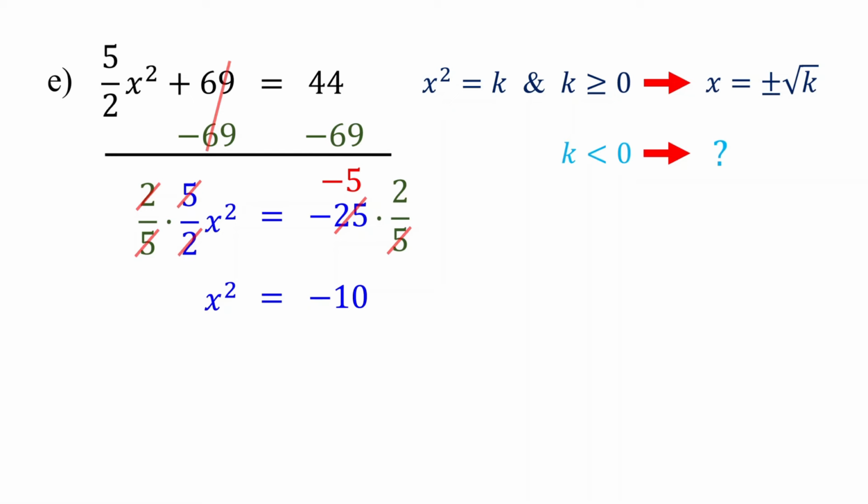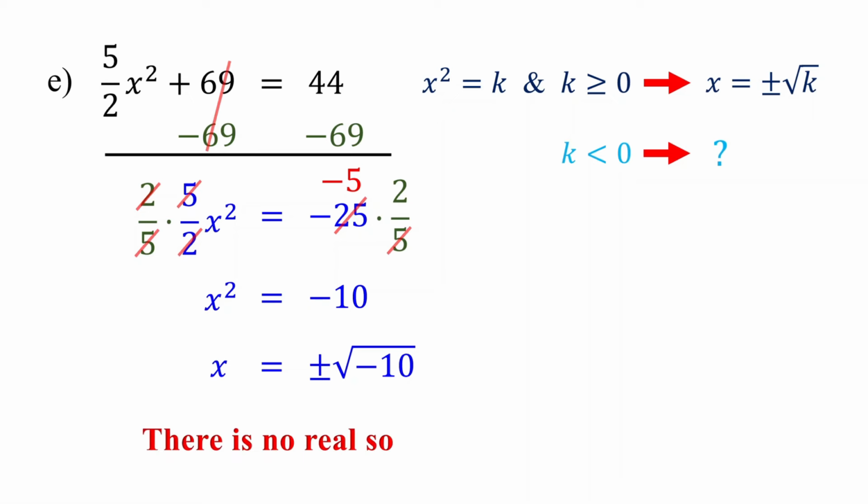As you can see now, k is negative. If we apply the square root property, the number inside the square root becomes negative. However, in the real number system, we cannot take the square root of a negative number, right? Therefore, the answer to this problem is that there is no real solution. In general, if k is less than 0, then the quadratic equation has no real solution.